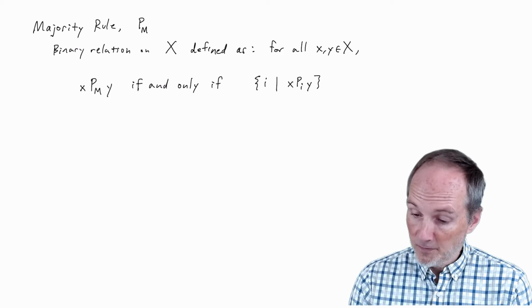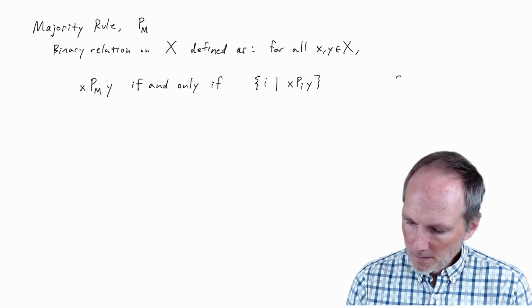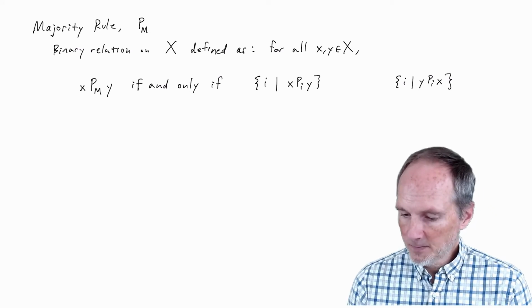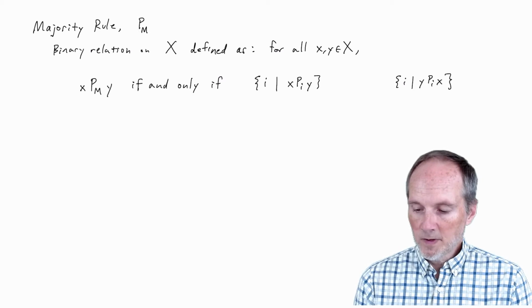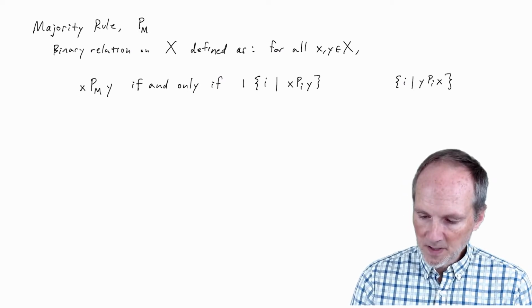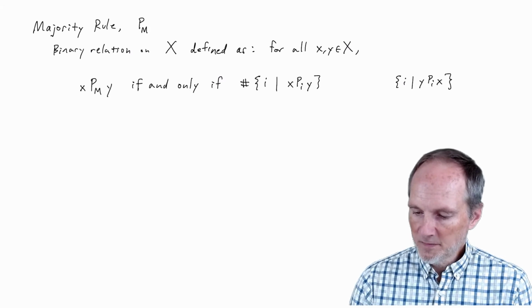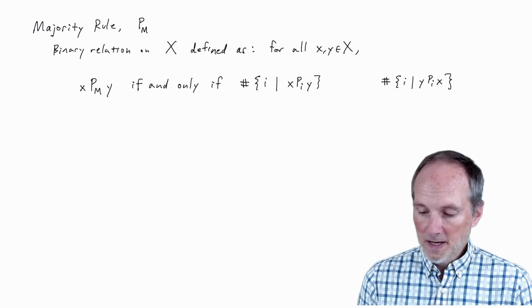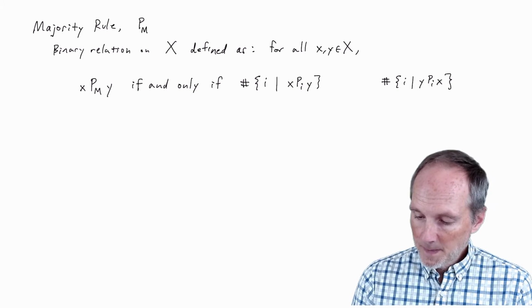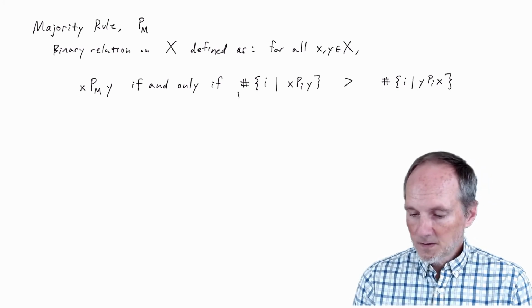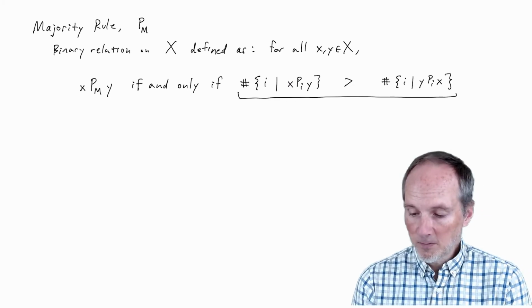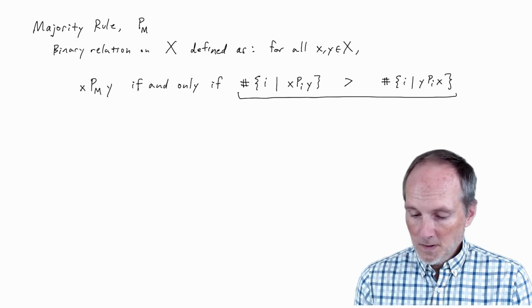So who would vote for y? An individual will vote for y if they prefer y to x. So the set of individuals who vote for y is just the set here on the right. With majority voting, we count the votes. The number of votes for x is the number of elements in the set on the left. The number of votes for y is the number of elements of the set on the right. And x wins or beats y if it has more votes. So this inequality is the condition that defines when x beats y according to majority rule. So that's how we define this relation.